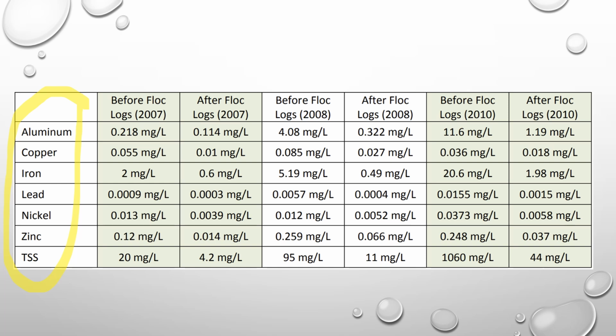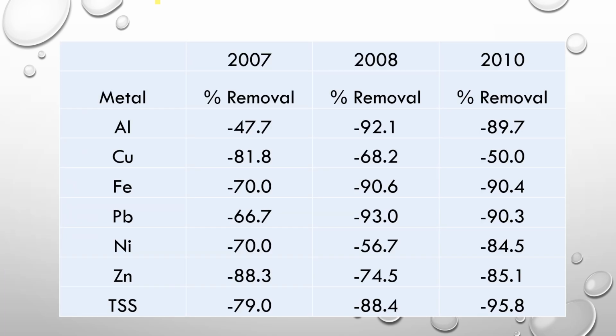Again, that range varied. We'll look at the removal efficiencies here. They varied by year and also by metal. And again, anywhere from around 50% to 95% was the removal efficiencies that we were seeing for these targeted constituents, with an average of the metals around 80%.